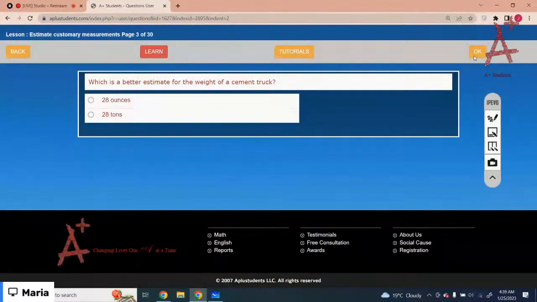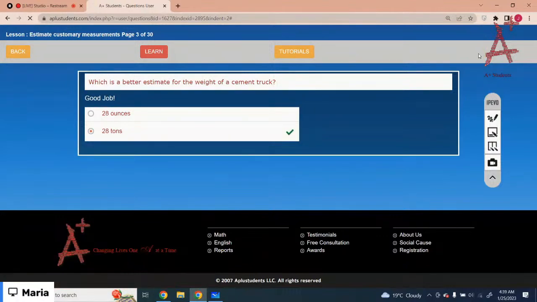Yes, we are doing the weight and the volume as well. Which is the better estimate for the weight of a cement truck? Now you are working on the weight of the cement truck. Got it? So the weight of the cement truck could be 28 ounces or 28 tons. It would be 28 tons. Got it? Because it's a cement truck, so it would be too heavy. 28 ounces is too little. Got it?